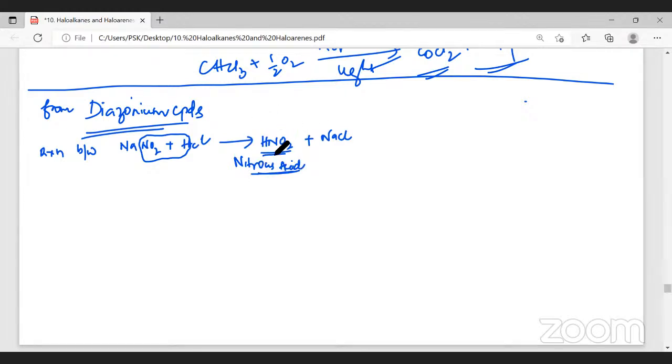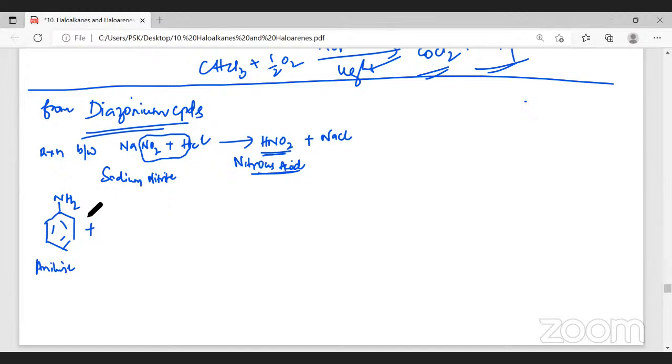See, this nitrous acid cannot be prepared and kept because it's unstable. So whenever it's required, we prepare nitrous acid by the reaction of the salt, sodium nitrite, with HCl. Now this nitrous acid will react with aniline. What's the formula of aniline? The formula of aniline is C6H5NH2. Nitrous acid will react with aniline in the presence of HCl.